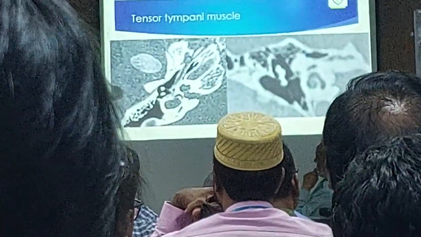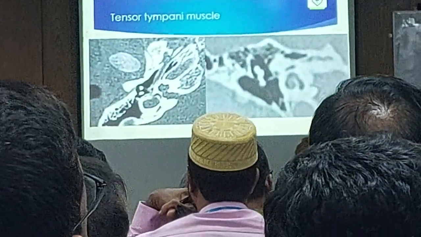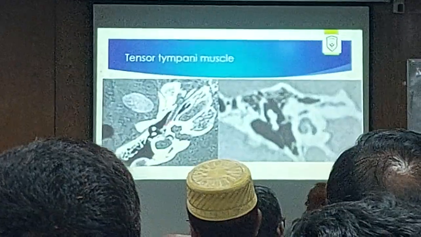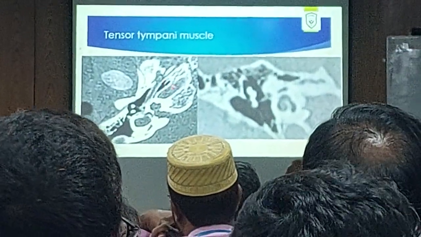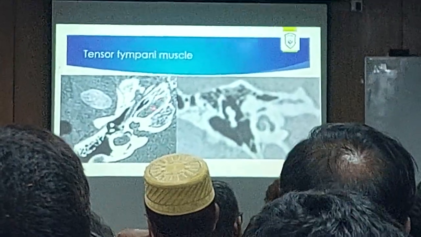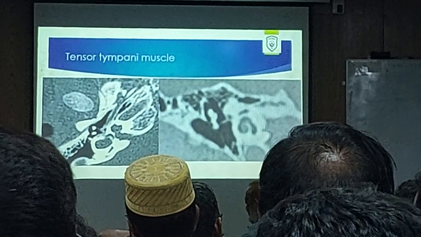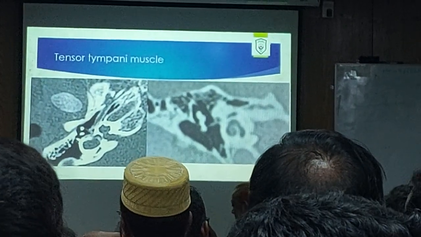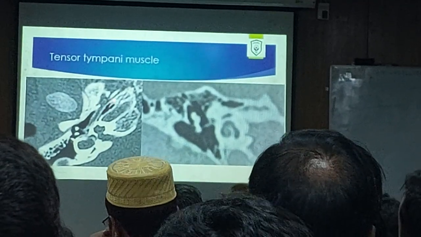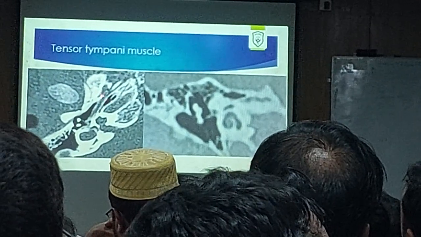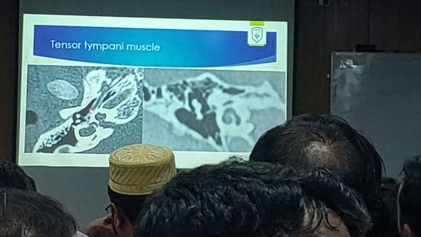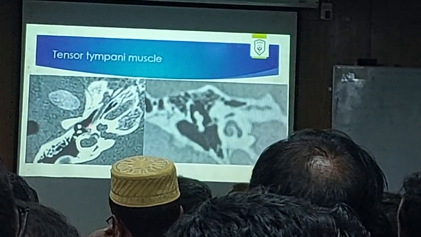Now the tensor tympani muscle. How can we find the tensor tympani muscle in the CT scan? Look, this is the axial view. Here, this is the promontory. See, the internal carotid artery, the eustachian tube, just anterior-superior, superior to the eustachian tube, there is the tensor tympani muscle. It comes just superior to the promontory.